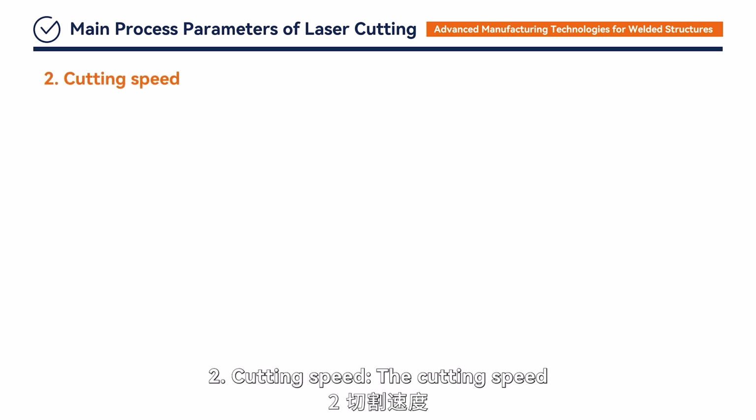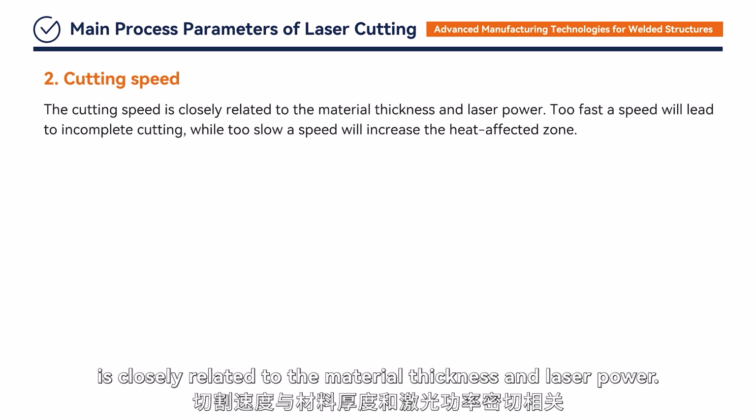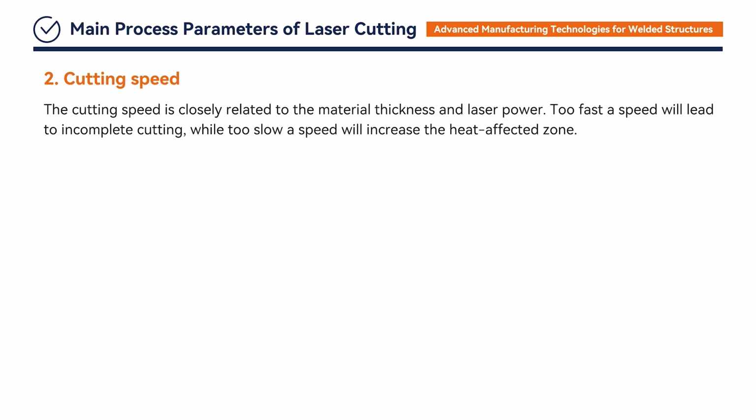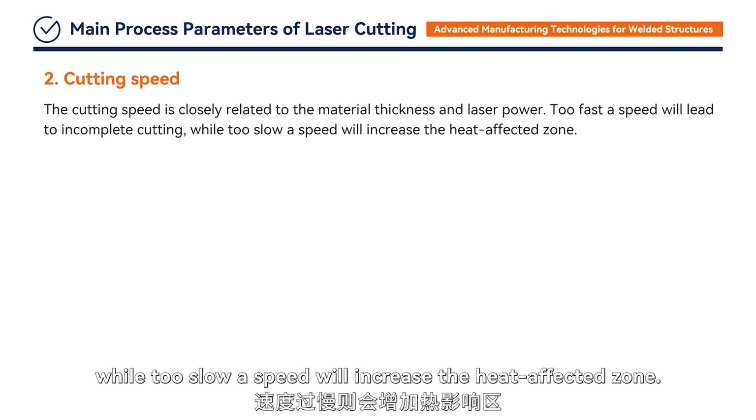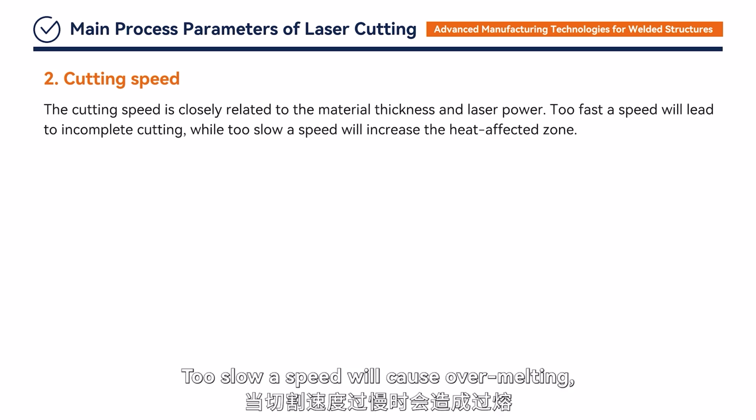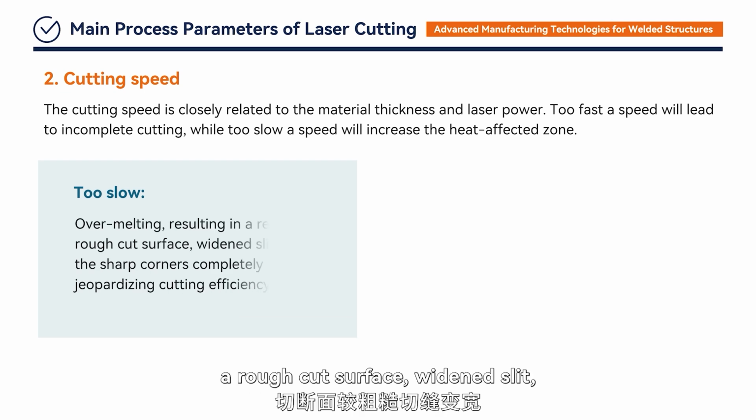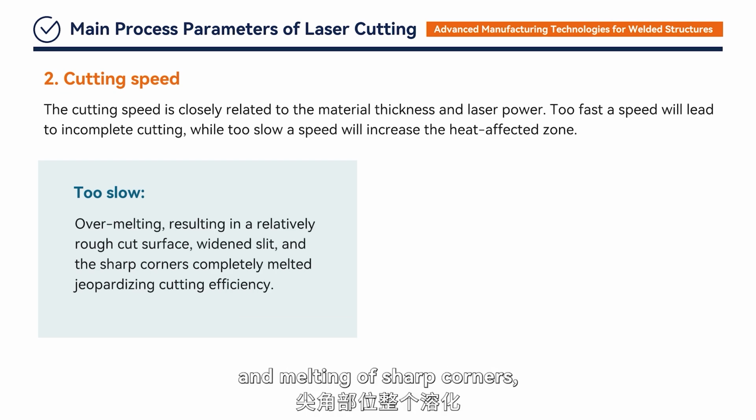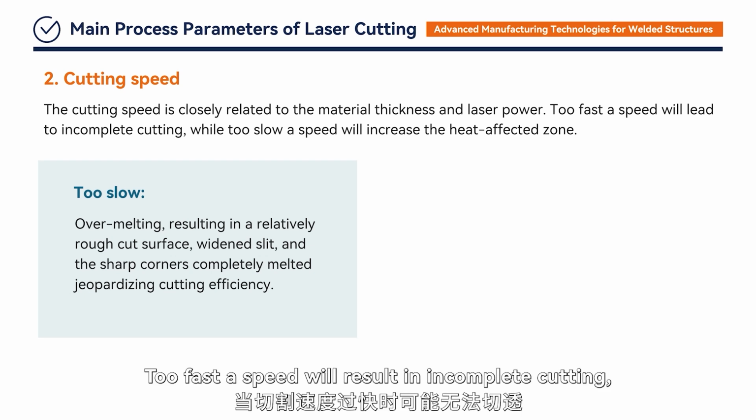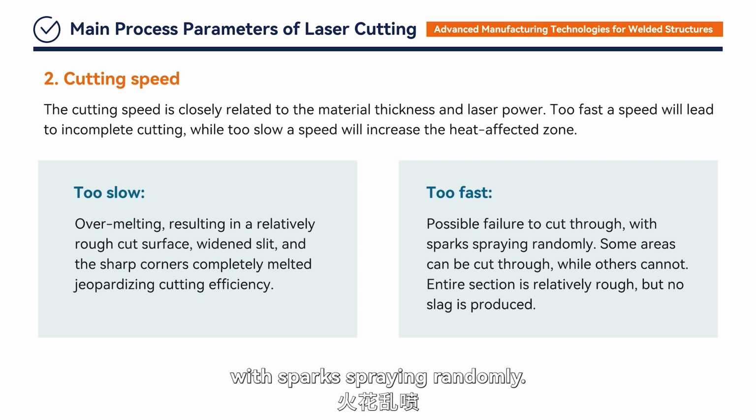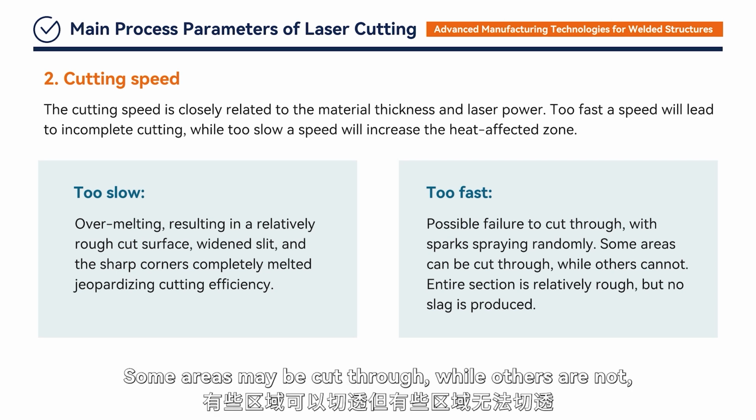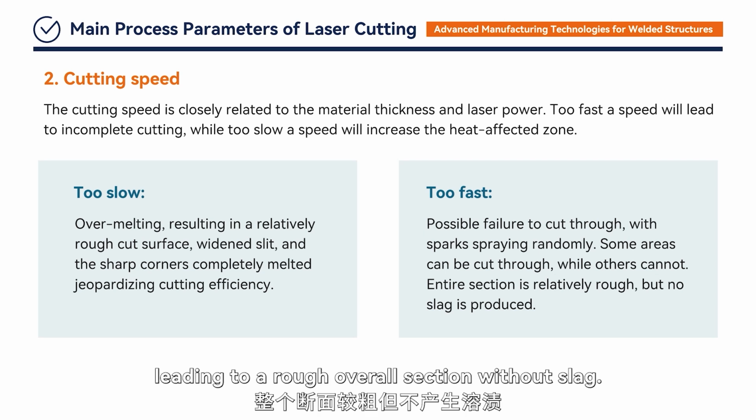2. Cutting speed. The cutting speed is closely related to the material thickness and laser power. Too fast a speed will lead to incomplete cutting, while too slow a speed will increase the heat affected zone. Too slow a speed will cause overmelting, a rough cut surface, widened slit, and melting of sharp corners, reducing cutting efficiency. Too fast a speed will result in incomplete cutting, with sparks spraying randomly. Some areas may be cut through, while others are not, leading to a rough overall section without slag.